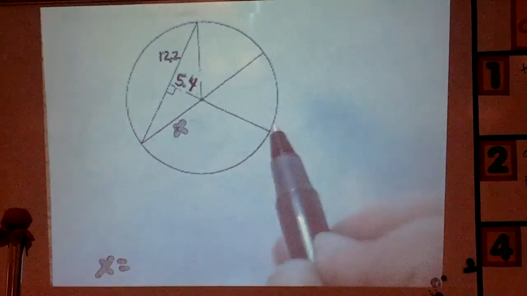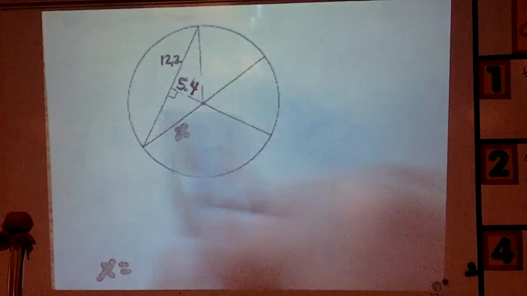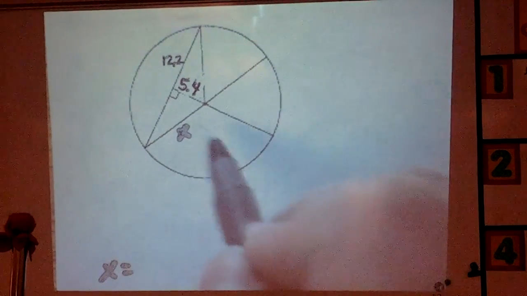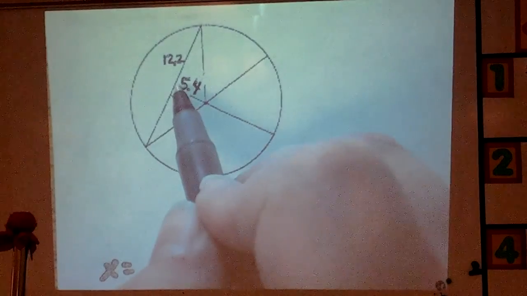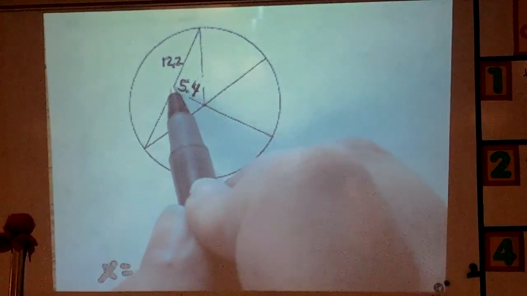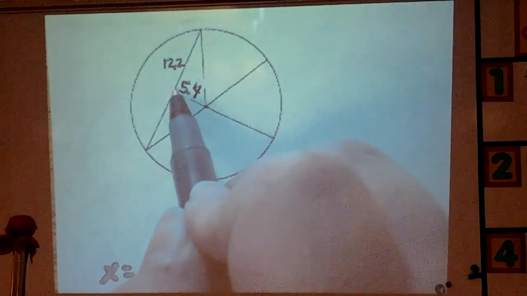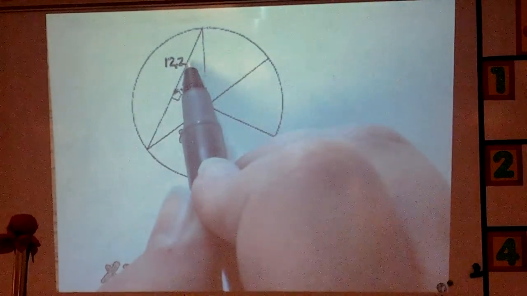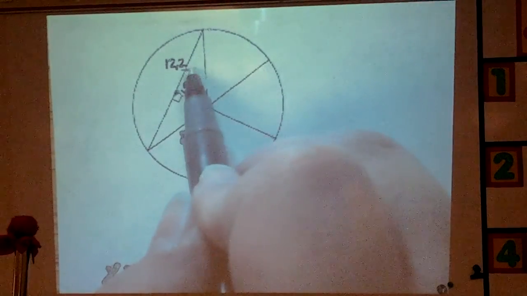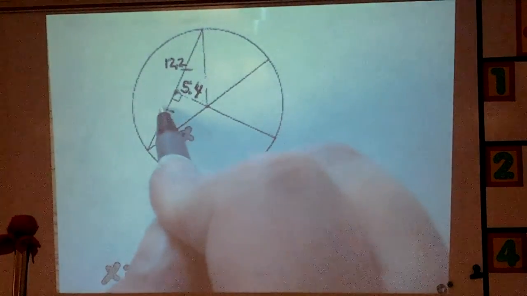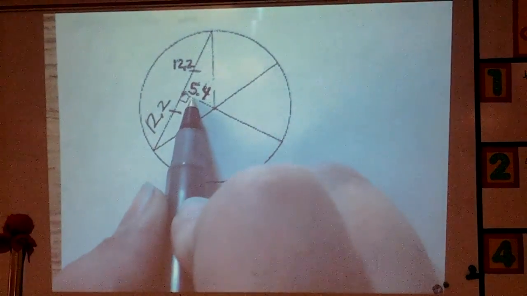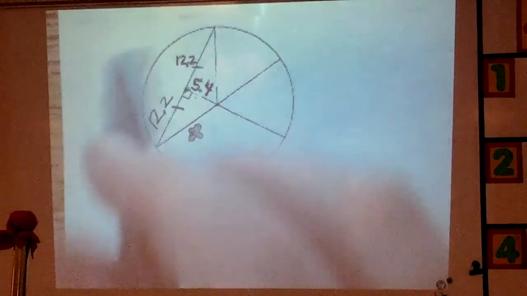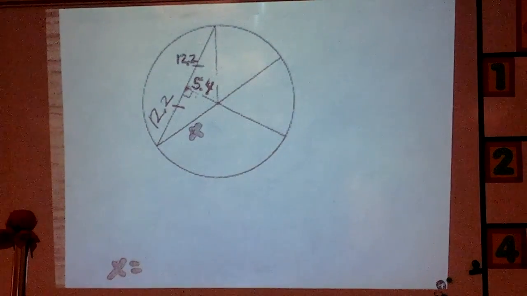So in these problems, we're talking about chords. With the chords, the main thing we're going to be doing is the Pythagorean theorem. What we want to know is that if a chord is crossed by a diameter, it's going to be bisected. So that means that if this segment is 12.2, this other segment is also 12.2. And notice my right angle right here. That gives me a right triangle that I can use to find x.